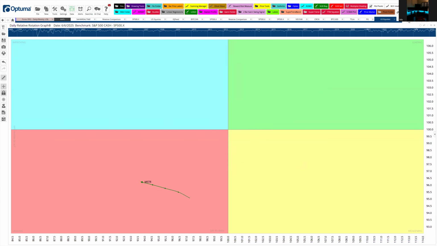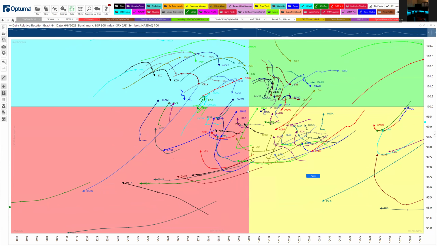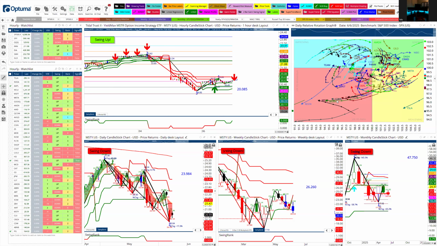So, looking at the whole thing, yeah, it's like a bunch of spaghetti. It's really messy. We can always filter it, you know, we can always filter this thing. What is this guy?